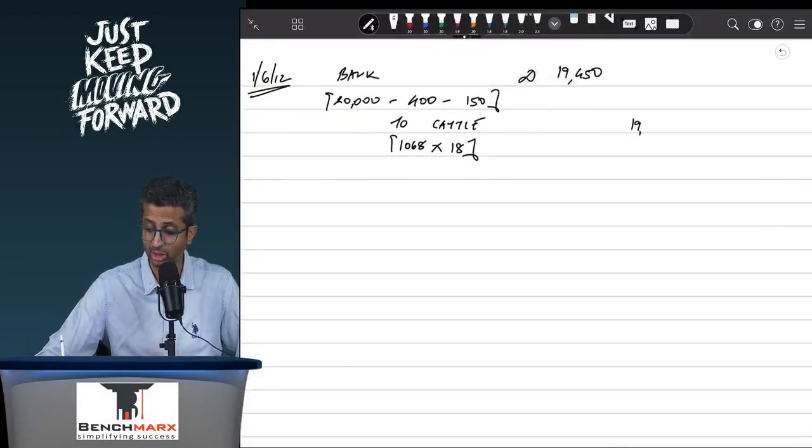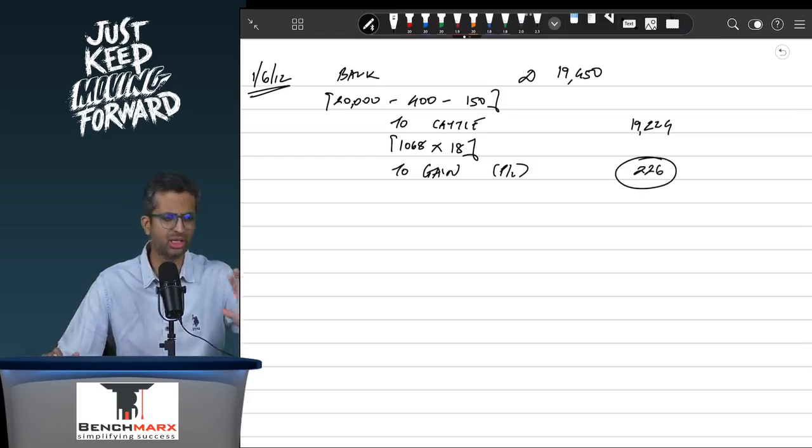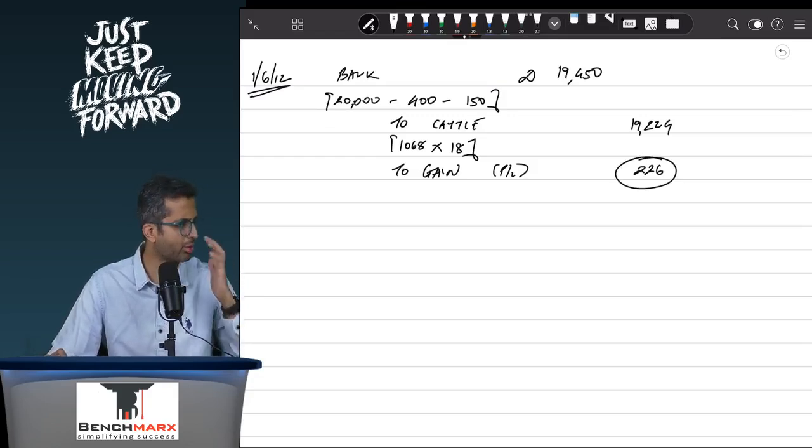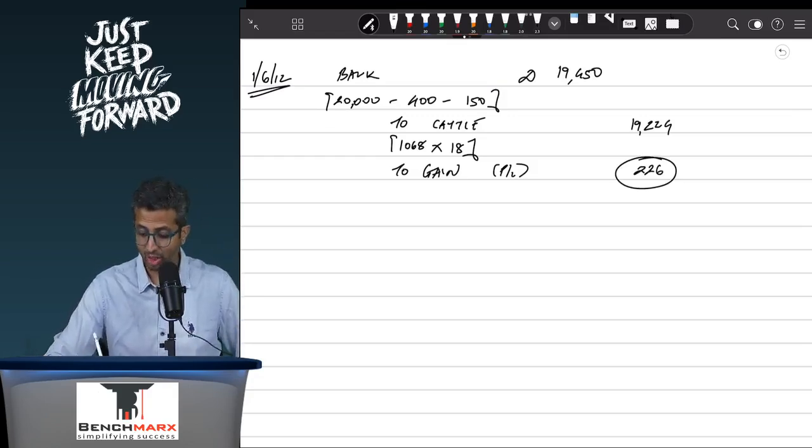So this is 19,224 you derecognize, and hence there will be a gain on sale or derecognition as the case may be, which will be taken to the P&L at around 226, and that should be it. So ideally things should have ended over here and we could have proceeded further. So this is one alternative. In fact, we thought this is the only alternative.